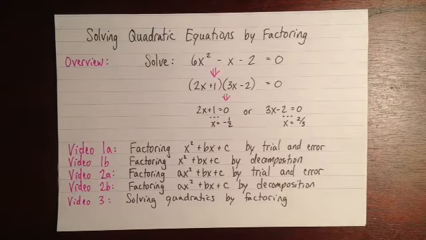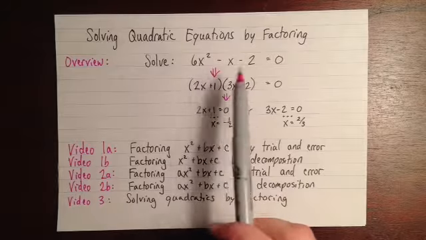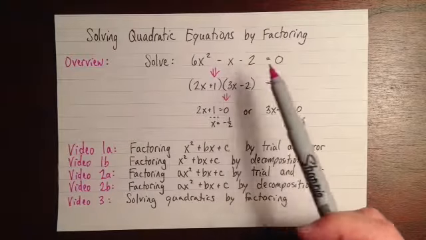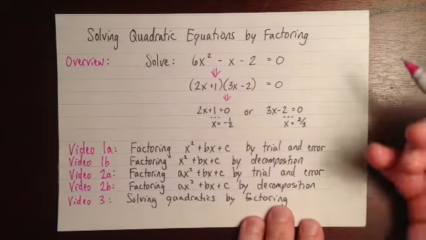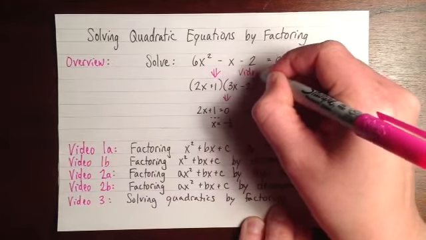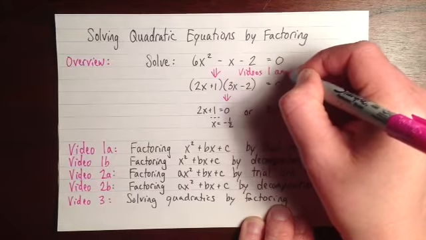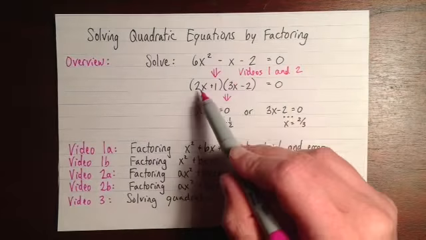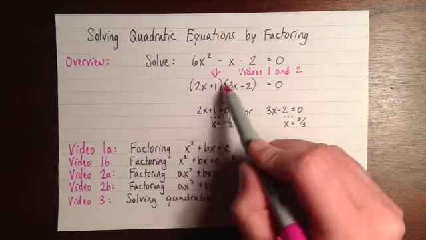If you choose to solve by factoring, here's an example. So you might need to solve this equation. Remember that means find the value of x that makes this equation true: 6x squared minus x minus 2 equals 0. So what you're going to do, and this would be in videos 1 and 2, where we'll review how to factor this, that means write it as something times something else.